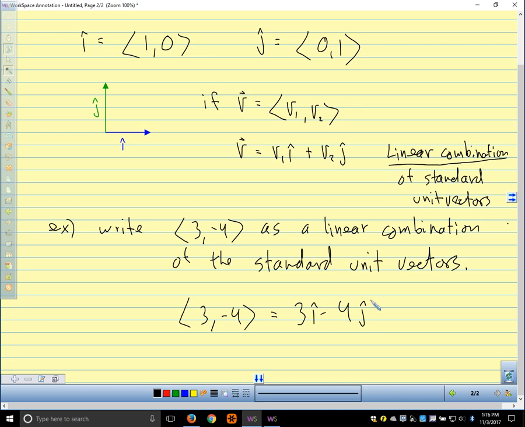Yeah. So is that a variable or is that a different way to write it? It's a different way to write it. i hat just means in the x direction, j hat means in the y direction. Yeah, the two notations mean exactly the same thing. All right.